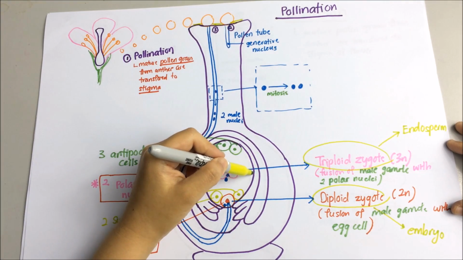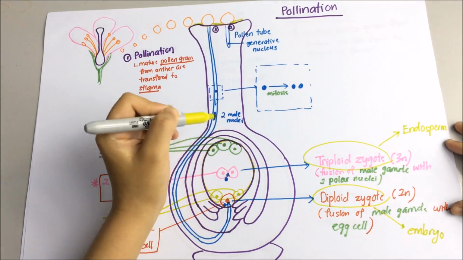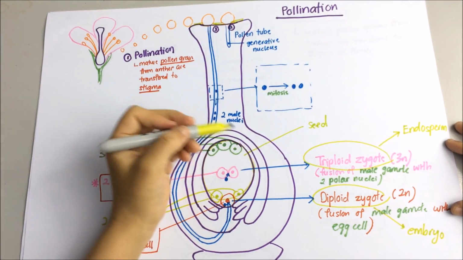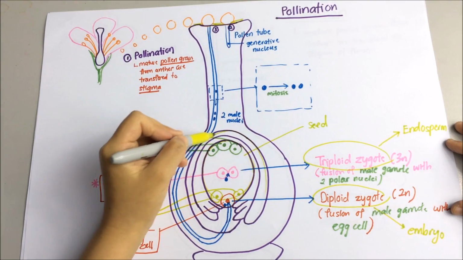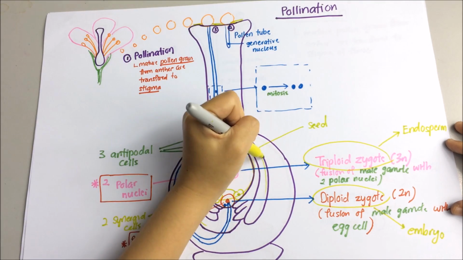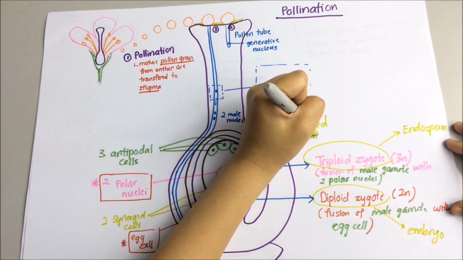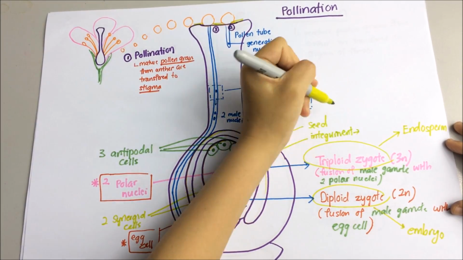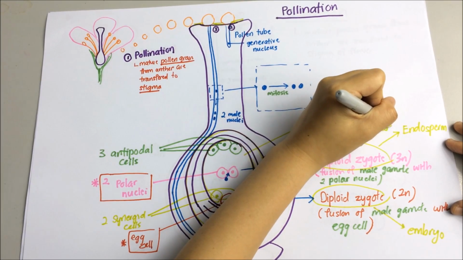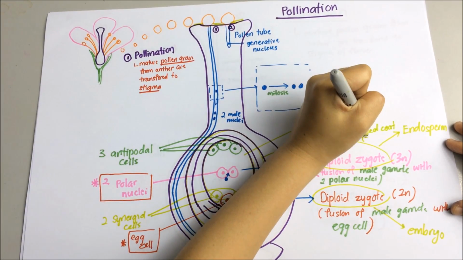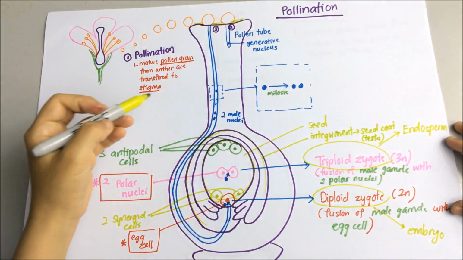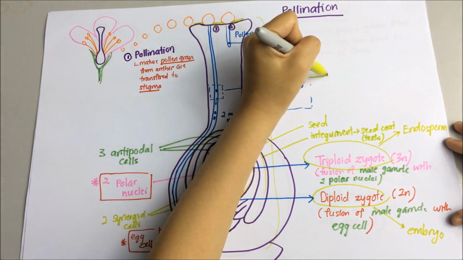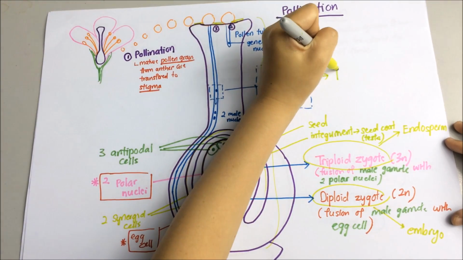The ovule will become seed. The outer integument of the ovule will become seed coat or testa. The rest of the ovary will become a fruit.